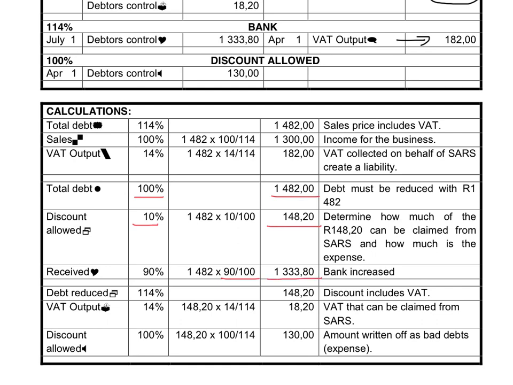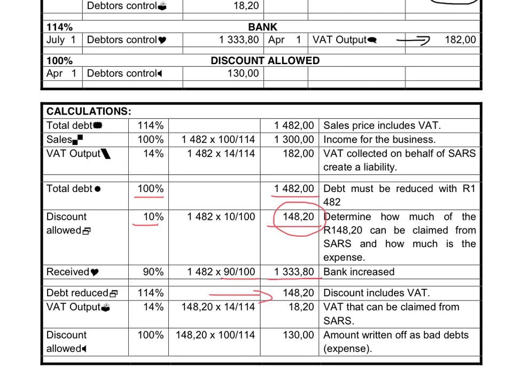And then we can determine how much money will be paid into the bank. Included in this discount of 148 Rand 20 is VAT. Because when we sold the goods to the debtors, we paid VAT to SARS on the total 1,482. Because we don't collect the money on the discount, it means that we can claim this VAT back from SARS. So the debt will reduce with 148 Rand 20 cents.